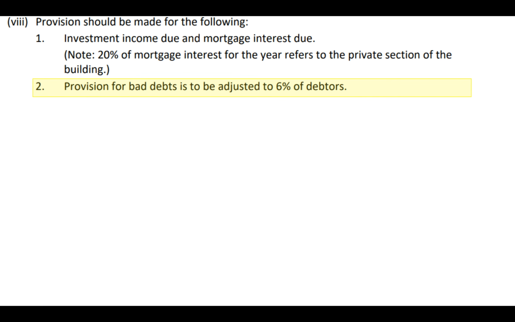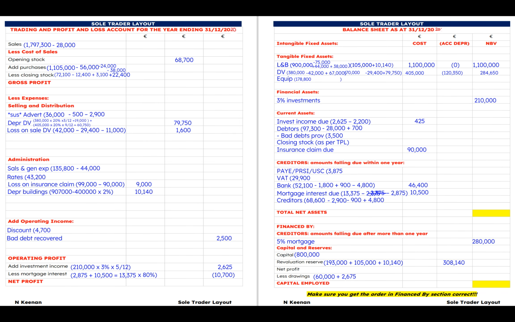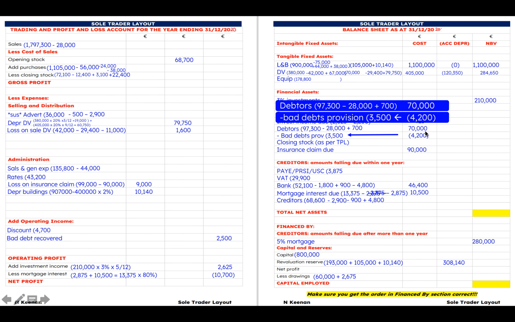Next part, provision for bad debts to be adjusted to 6% of debtors. Okay, so provision for bad debts is just we don't think that we're going to get payment from them. So you have to account for this in the balance sheet. So your debtors figure, you have to do it in your new debtors figure. So 70,000 there. Now you think you're not going to get 6% of that. So 70,000 by 6% is 4200.